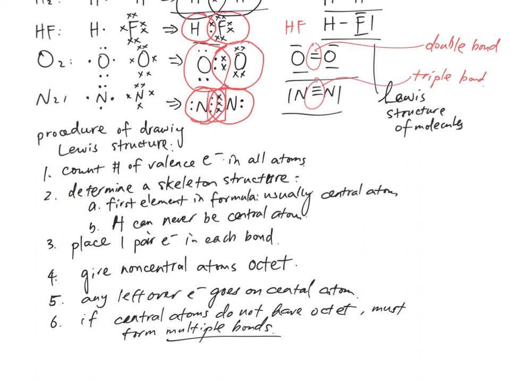Once we understand these 6 steps, in our next lecture we're going to do Lewis structures on quite a bunch of different elements and different molecules. And that's it for today.